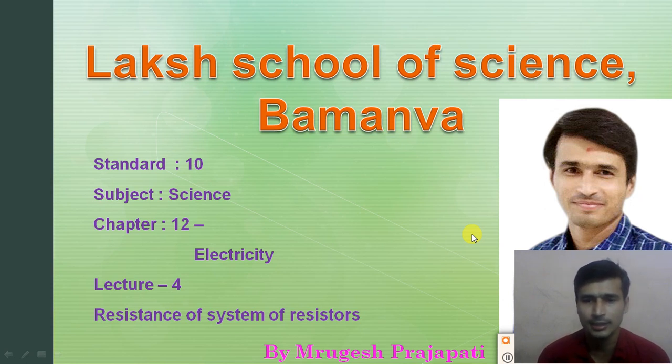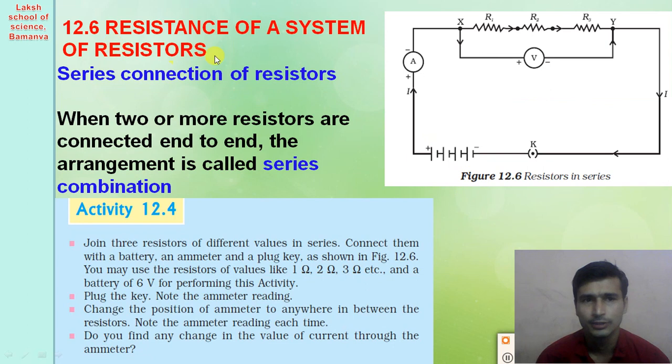So in this lecture we understand what the series combination of resistors is. When several resistors are connected together, the resistance of the system of resistors will change. There are two types of combination of resistors: series connection and parallel connection. First we will discuss the series connection of resistors.